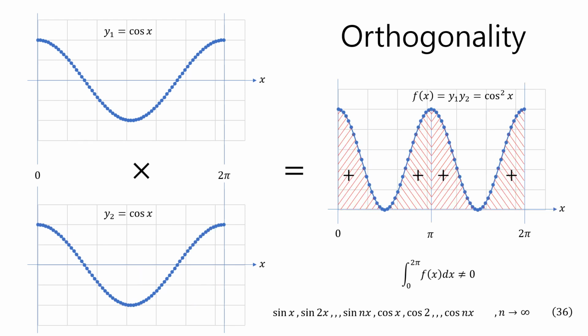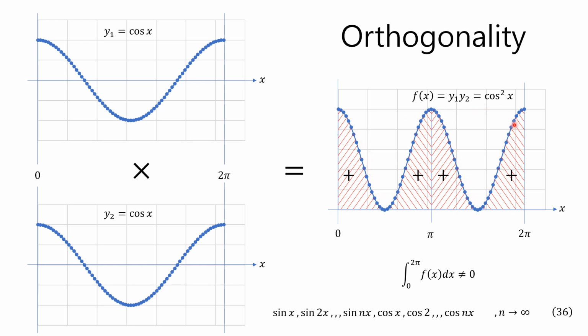This time, let's assume that we choose two identical cosine functions from the trigonometric system shown in equation 36. These are cosine x in the top left figure and cosine x in the bottom left figure, respectively. After multiplying these two functions y1 and y2, we will call the resulting function f(x). If you graph f(x), it will look like the figure on the right.